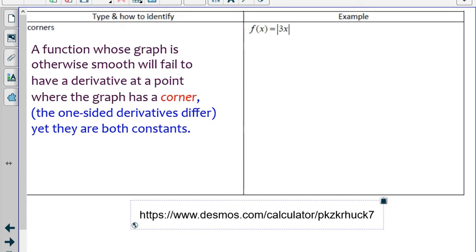Let's go through our worksheet real quick. A corner is a function whose graph is otherwise smooth, but it will fail to have a derivative at a point because the one-sided derivatives differ and they are constants. So if you look at this particular problem, recall that the absolute value graph, any type of absolute value, the definition of absolute value is actually a piecewise function.